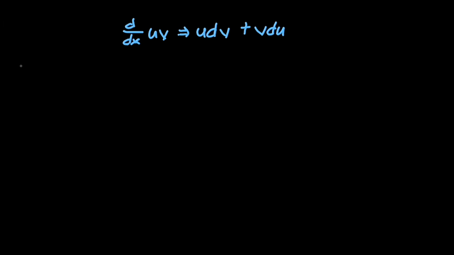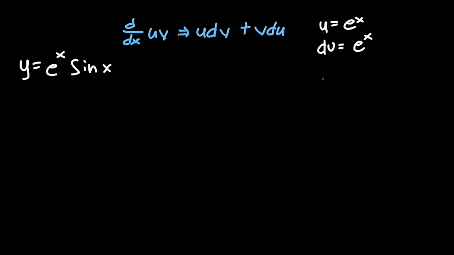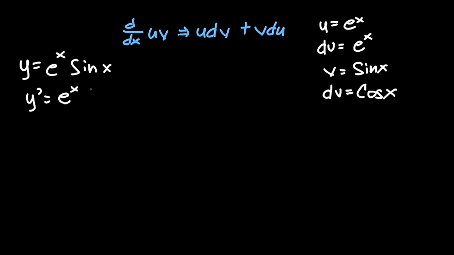Let's try mixing exponential with trigonometry. Y equals e raised to the power of x multiplied by sine of x. U here would be e raised to the power of x. Derivative of e raised to the power of x is still the same. V would be sine of x. And derivative of sine of x would be cosine of x. Y prime now here would be e raised to the power of x multiplied by cosine of x plus sine of x multiplied by e raised to the power of x.